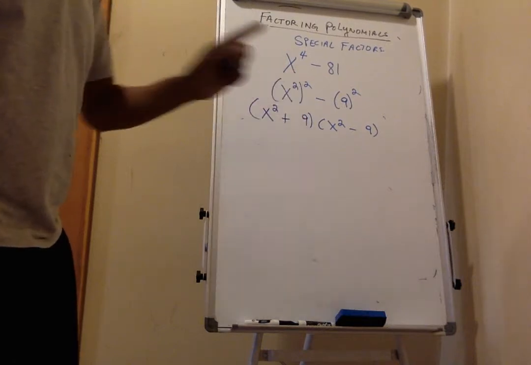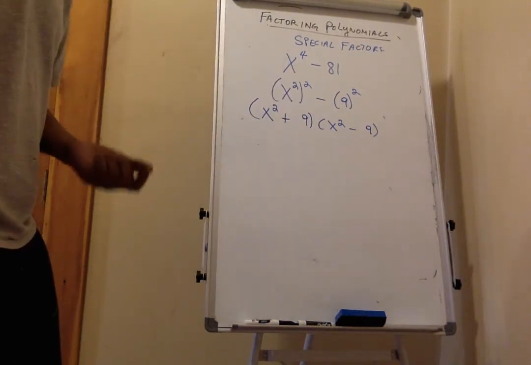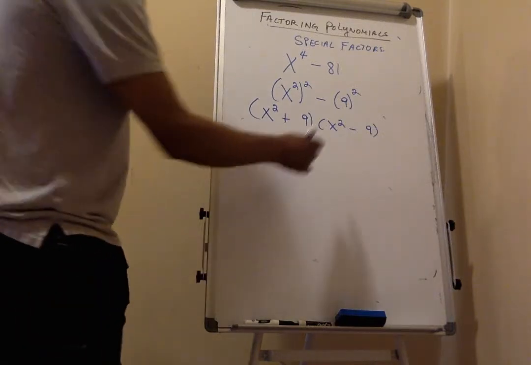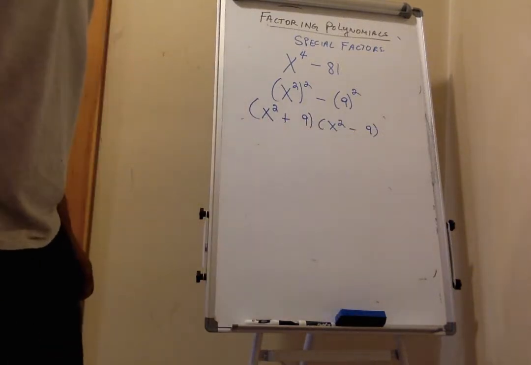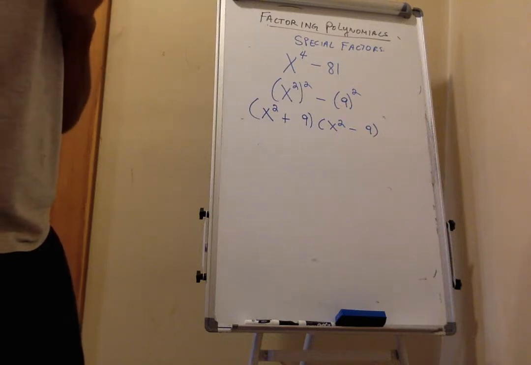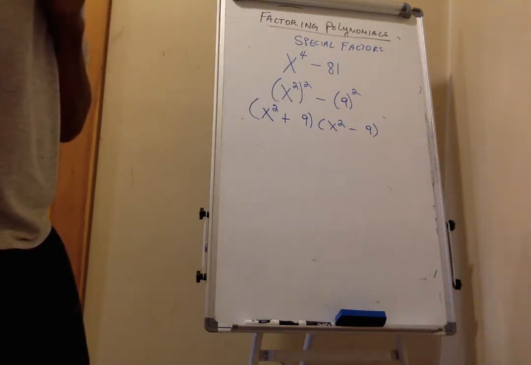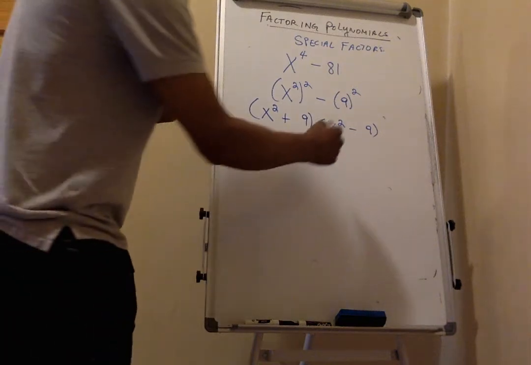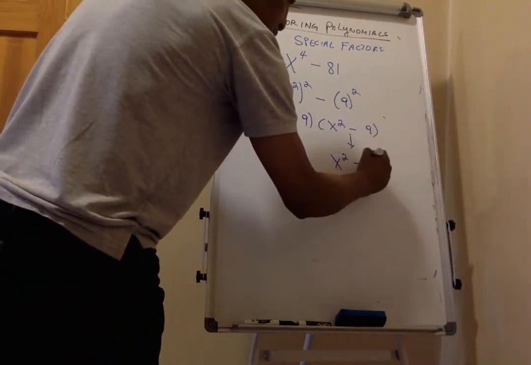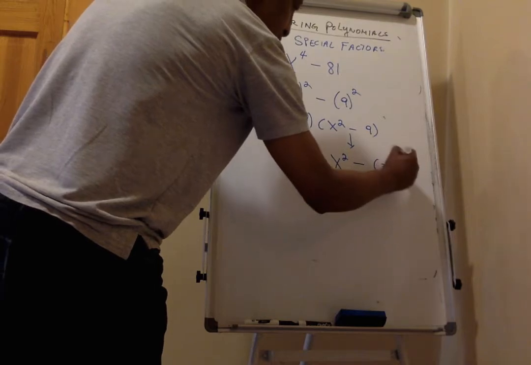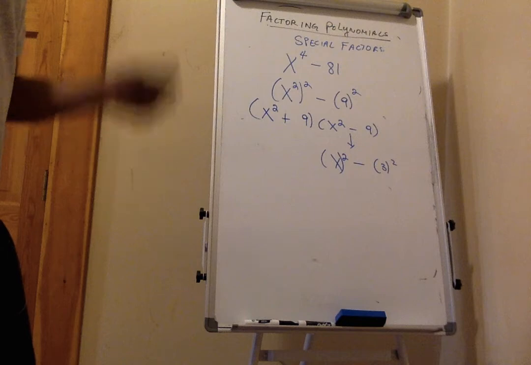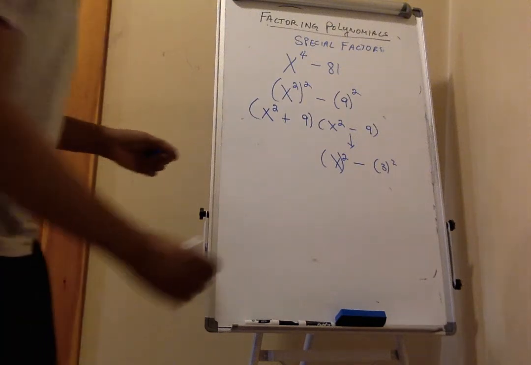This x squared plus 9 we cannot factor, because there is no such thing called the sum of two squares in real numbers. But if you look at the second factor, we can factor it again because this is another instance of the difference of two squares. So you're going to rewrite this. This is the same as saying x squared minus 3 squared. Right? Now you know that you can factor them.